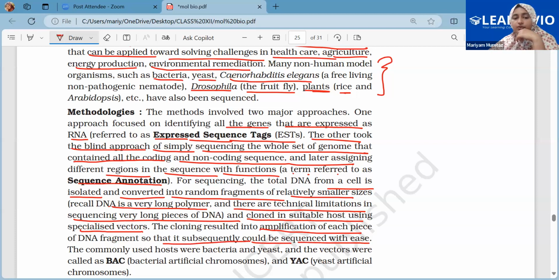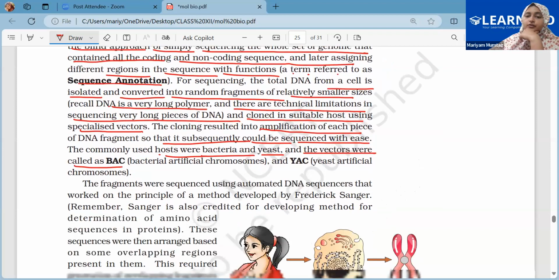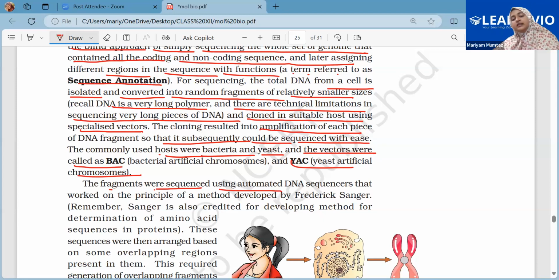The commonly used hosts were bacteria and yeast, and the vectors were known as the bacterial artificial chromosome and the yeast artificial chromosome. The fragments were sequenced using automated DNA sequencers that worked on the principle of a method developed by Frederick Sanger.